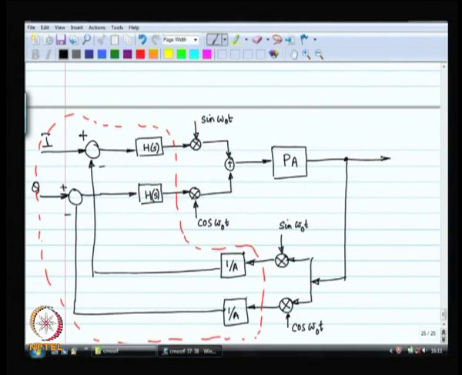Similarly, the subtraction, this particular unit over here, right. These two also have to be perfectly matched to each other, otherwise the in phase and the quadrature phase are not going to be exactly what you want. You are going to get some constant times the in phase plus some other constant times the quadrature phase, which is not what you want.